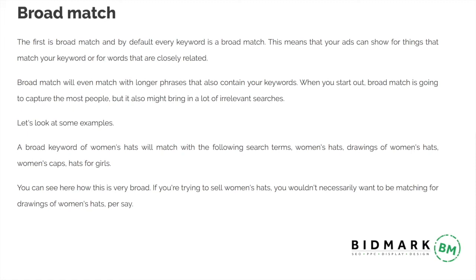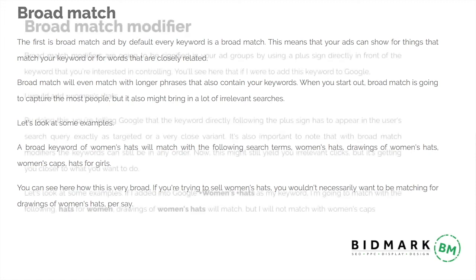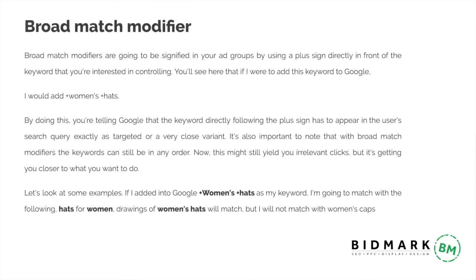The next keyword match type is broad match modifiers, and these are signified in your ad groups by adding a plus sign directly in front of your keyword. You'll see here that if I want to add the keyword to Google, I would add plus women's plus hats. By doing this, you're telling Google that the keyword directly following the plus sign has to appear in the user's search query, exactly as targeted. It's also important to note with the broad match modifier keywords that they can still be in any order. Now this might still yield some irrelevant clicks, but it'll get you closer to what you want to appear for.